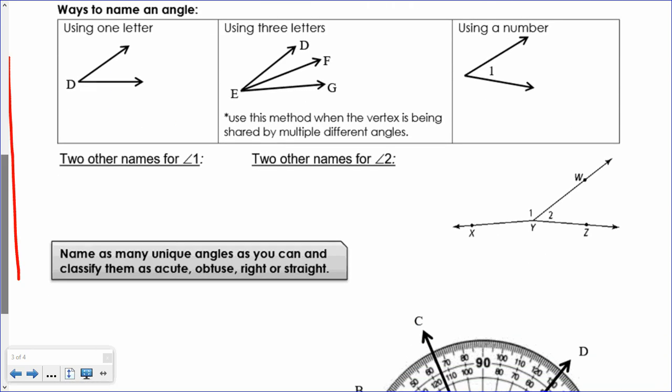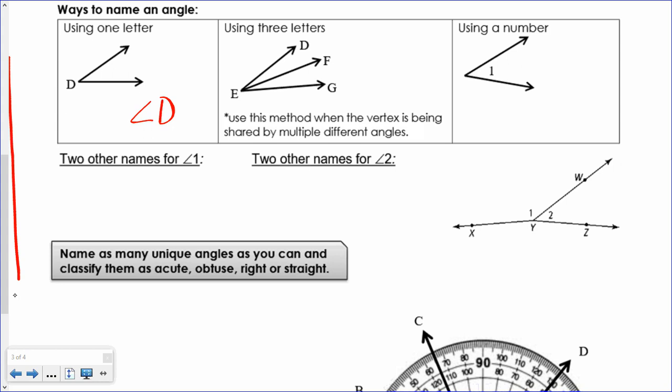Alright, next we're going to talk about angles. There are 3 different ways that you guys can name angles. It all depends on what's given to you in the picture. If the only thing that they've labeled is the vertex, then you just use that letter. So if you don't see anything else in the picture, you only have that one angle, then you would just call it angle D or whatever the letter is.